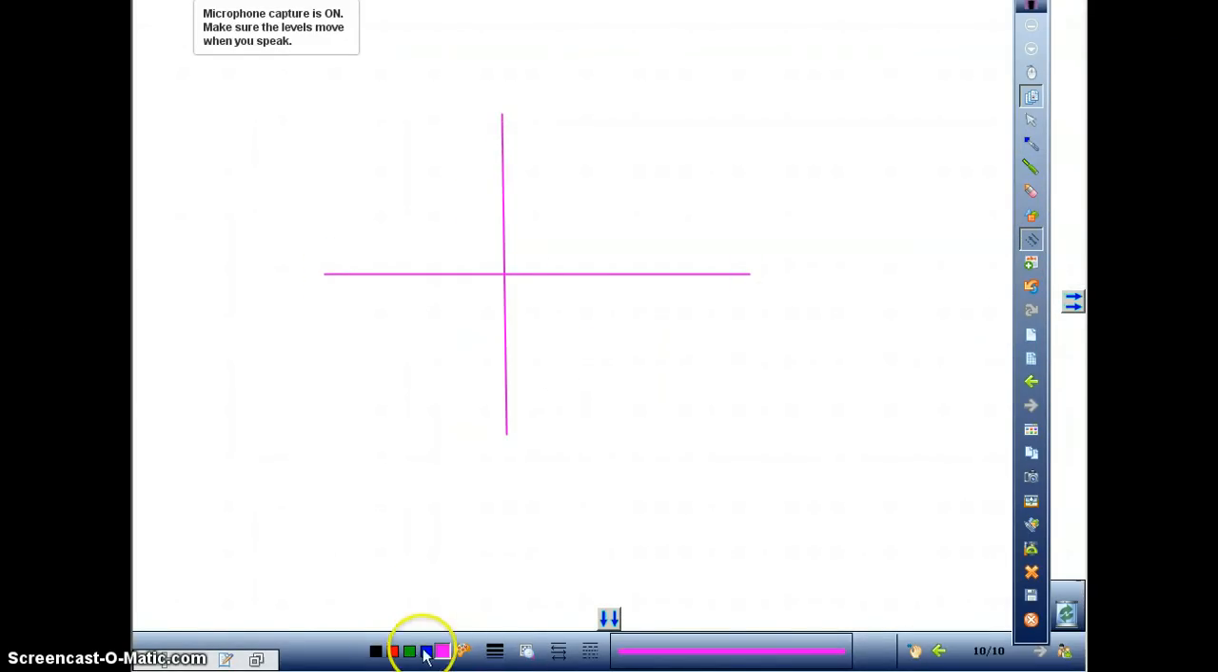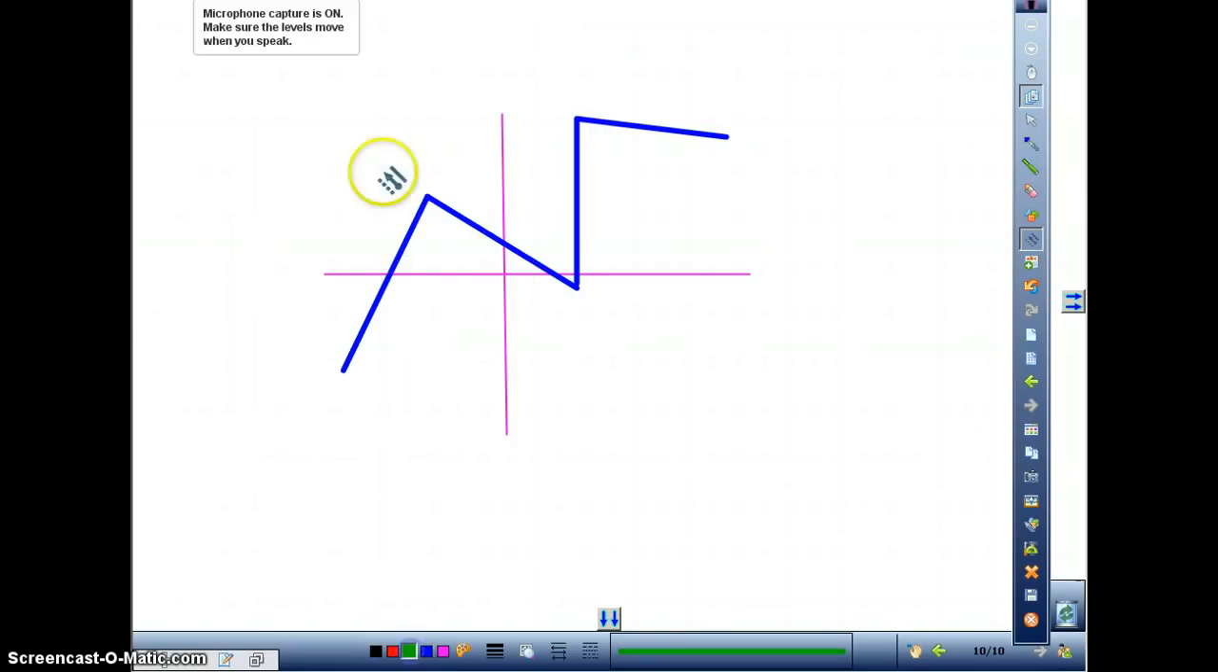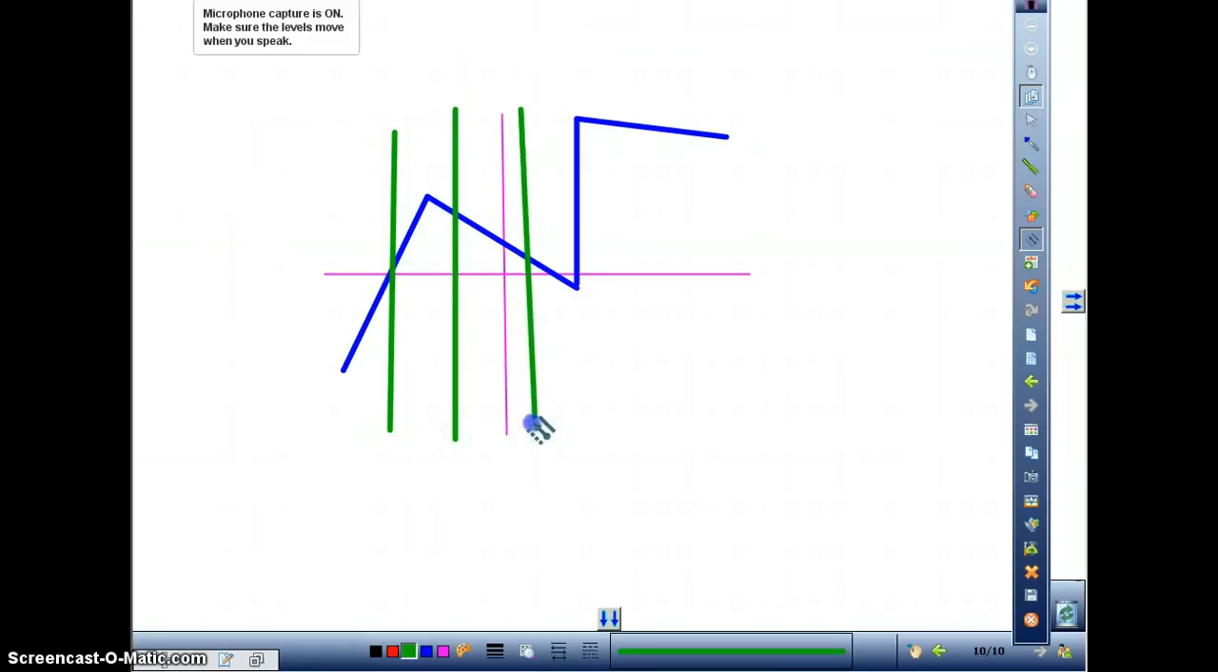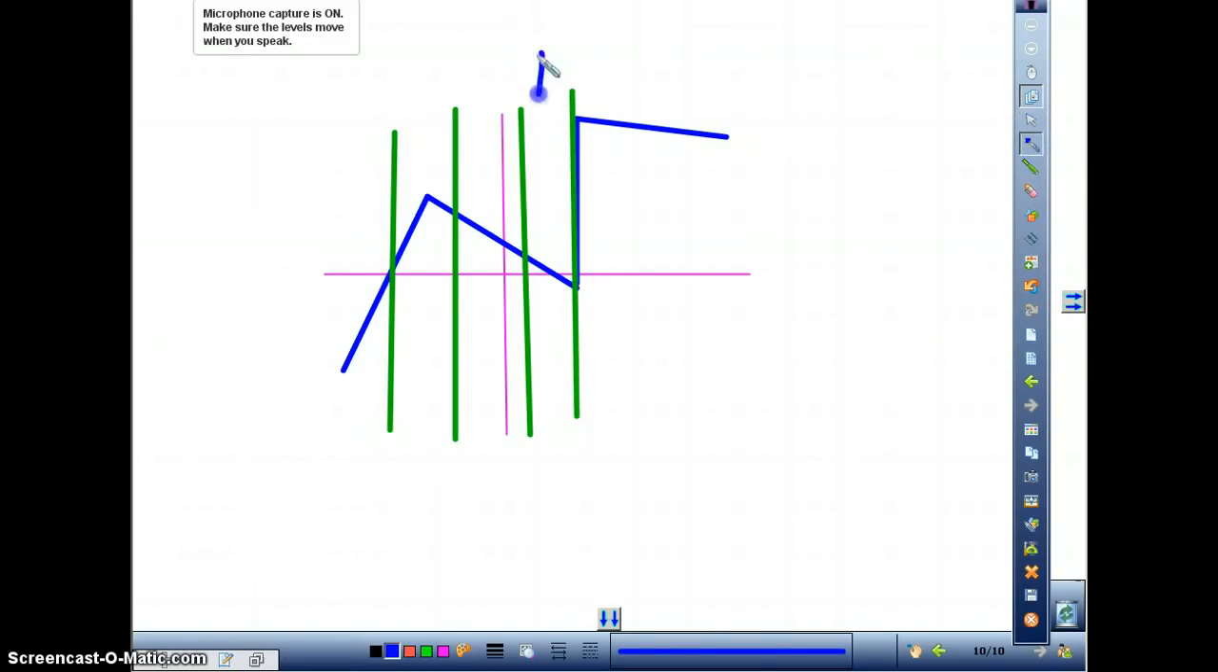Okay, what if I have a graph that looks like this? Is that a function? It passes the vertical line test right here. It passes the vertical line test here. It passes the vertical line test here. What about here? What about right there? No. That's the reason this one would be a no, because right here, this vertical line would not pass the vertical line test.